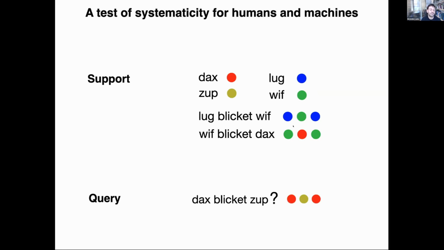So it turns out the rule here is when you blicket something, the blicket is like the function here. First you dax, which is red, and then you zup, which is the last argument, which is yellow, and then you dax again, which is red. It's kind of like the dax is surrounding the zup.